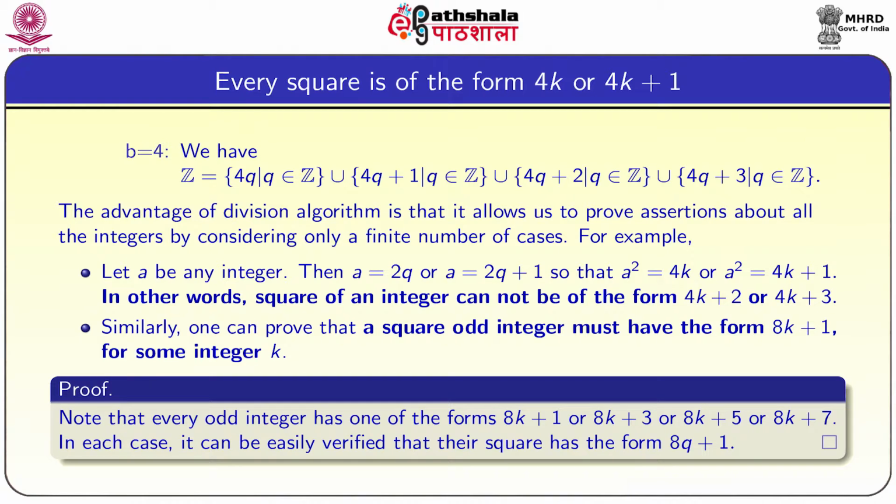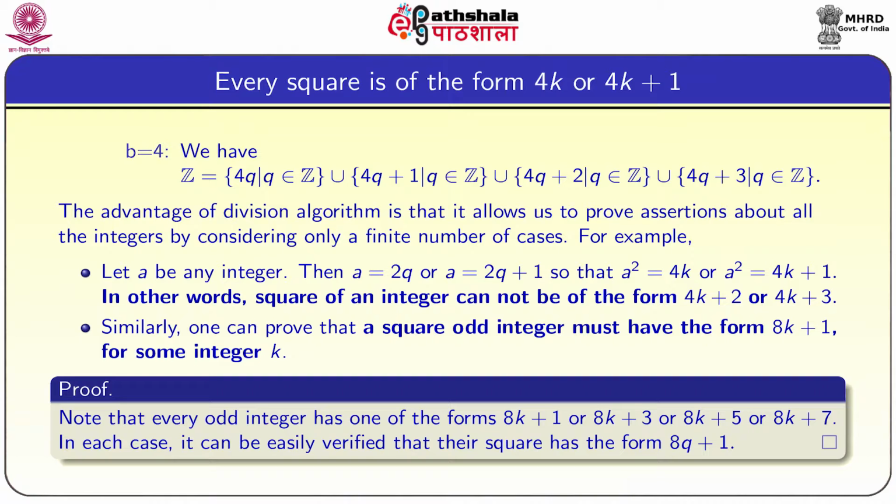Let A be any integer, then A is equal to 2q or A is equal to 2q plus 1. It is because every integer is either even or odd. So, consequently, if I square it, then A square is equal to 4k or 4k plus 1. In other words, the square of every integer cannot be of the form 4k plus 2 or 4k plus 3. That one can check easily. If you take a pen and paper and work it out, then it comes out that no square integer is of the form 4k plus 2 or 4k plus 3.